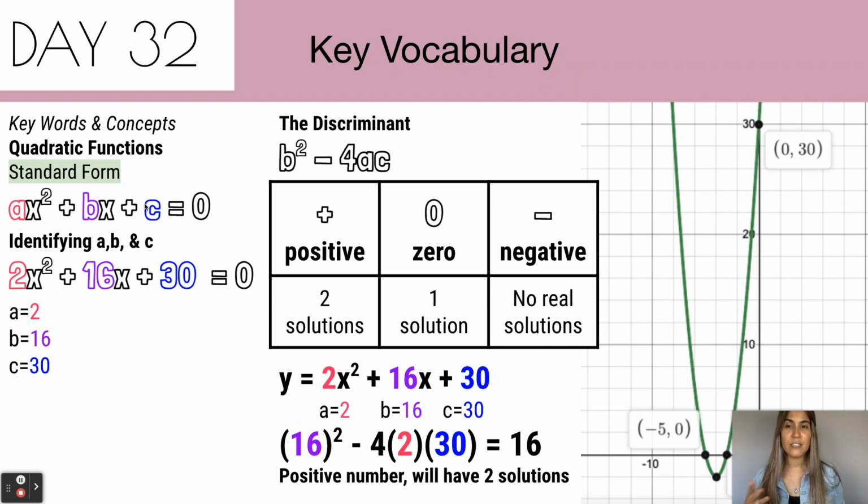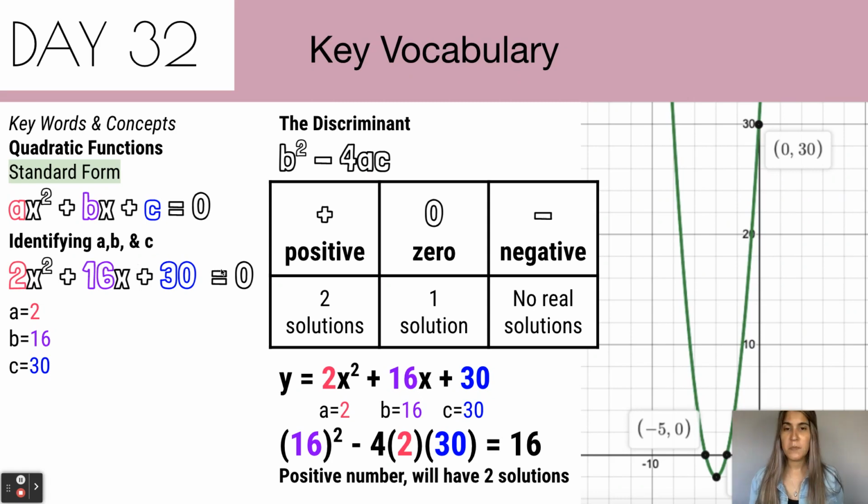And another thing to stress is that when identifying your A, your B, and your C, it's the number and not the variable. Even after many times of teaching this, some students still want to put 2x squared as their A instead of just the 2. So reinforcing that and being very explicit, especially to our English language learners, so that they understand that the value of A is 2, in this case, that the value of B is 16, and the value of C is 30.